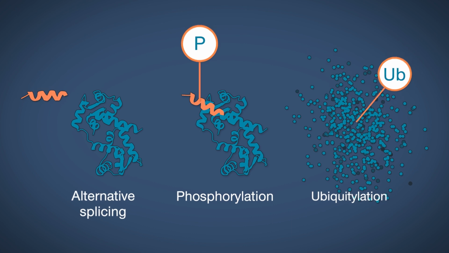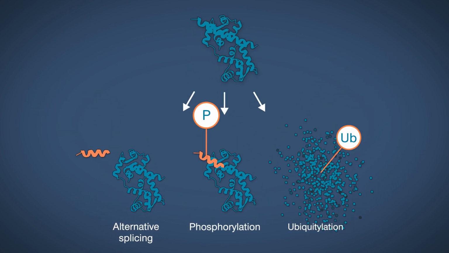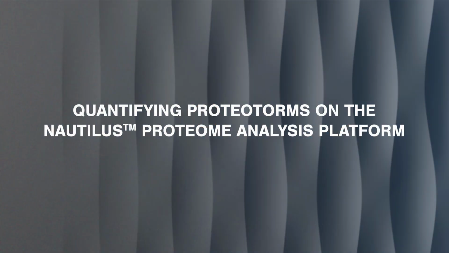As you can see, different proteoforms can have vastly altered or modified functions even though they are encoded in the same gene. Thus, understanding proteoforms and their abundance is key to understanding the role of proteins in cellular function and, consequently, health and disease. Quantifying proteoforms on the Nautilus Proteome Analysis Platform.